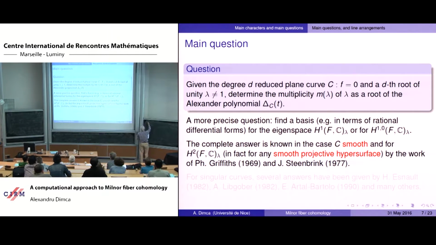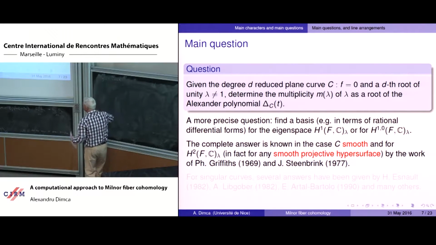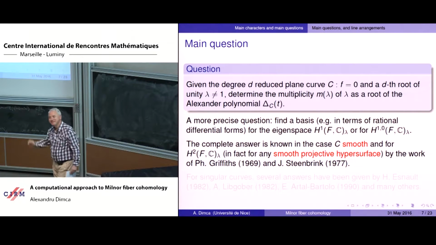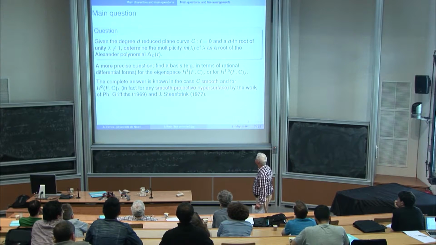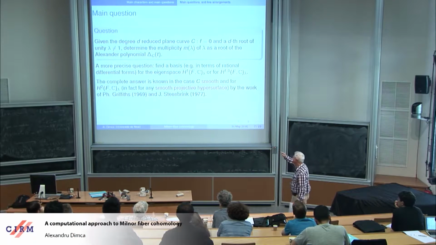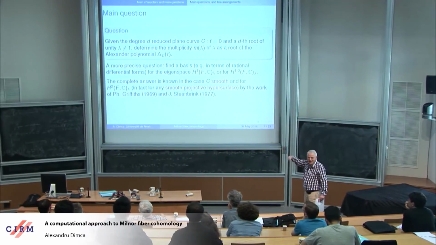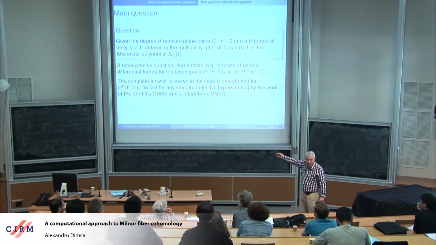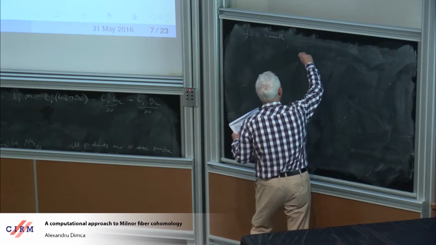Pardon? You say this answer is known in the case of H2, so you mean H1? Yes. No. The answer is known for H2 because in the case of a smooth curve, H1 is trivial. It's equal to 0, as I explained over there. And so the only group to look at is H2. And for H2, the answer is known. And it goes like that.